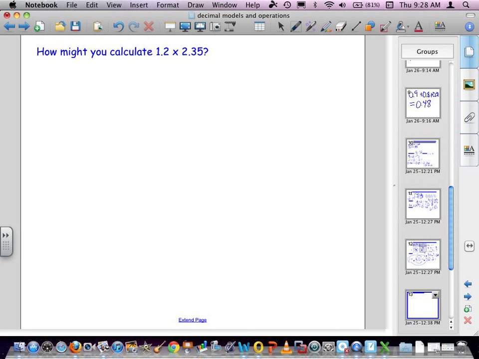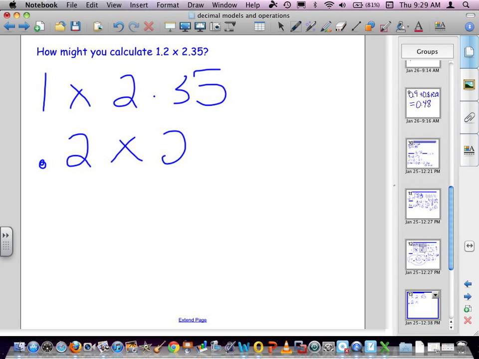Maybe I can explain this. Okay. I would go 1 times 2.35 is 2.35, and then 0.2 of 1 is obviously 0.2. So the 2 from 2.35 is going to give me 0.4. And then 0.2 of 0.35 I know is 0.07. So 2.35 plus 0.4 plus 0.07 gives us 2.82.